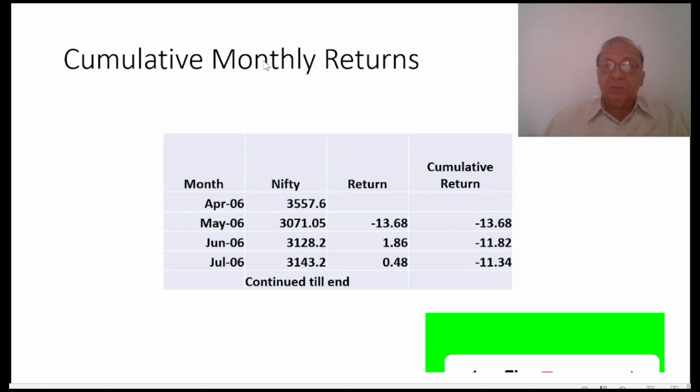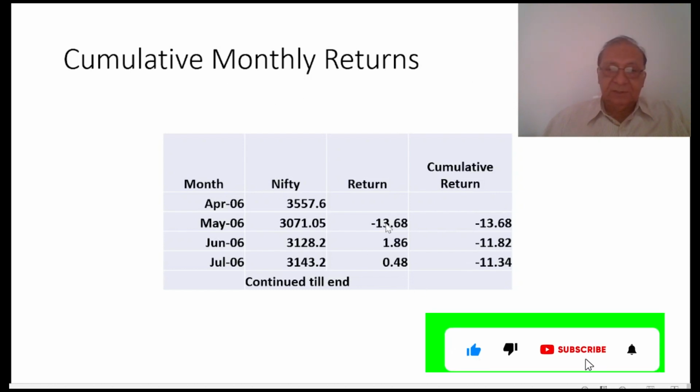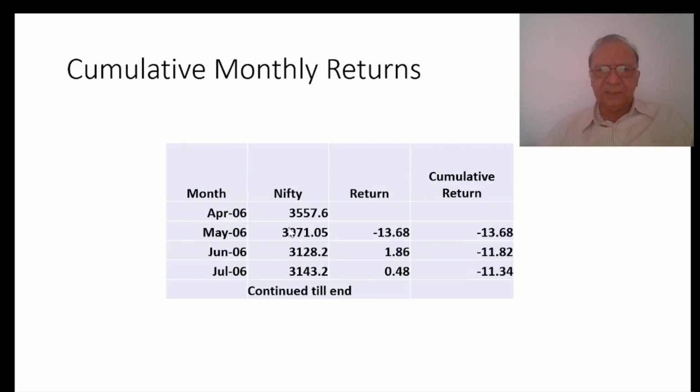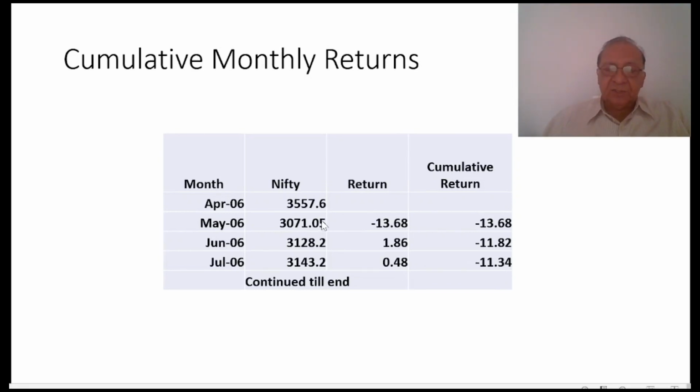Now, how have the cumulative monthly returns been calculated? Say, in April 2006, the Nifty was 3,557.6. In May 2006, it was 3,071.05. So returns are 3071.05 minus 3557.6 divided by 3557.6 into 100. So there was a negative return of minus 13.6805. The next month, the increase is 1.86%.